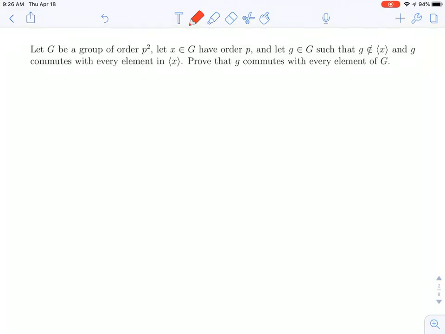Hi everybody. In this video we're going to look at a group of order p squared. And so far we don't know anything about groups of order p squared other than that they have order, well, p squared. We're going to assume that there's some element in G called x that has order p, and then some other element in the group, call it little g, which is not a power of x. So x generates p different elements. g is not one of them. And we're going to assume that this g commutes with every element in the group generated by x.